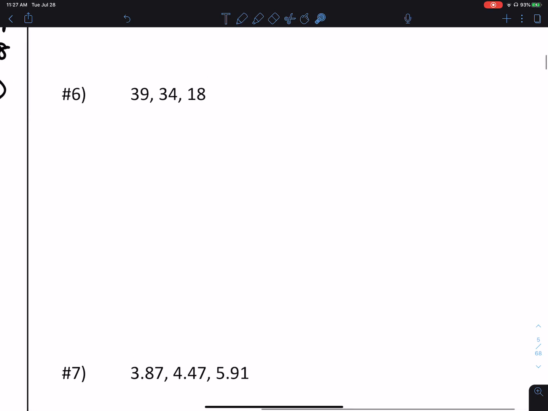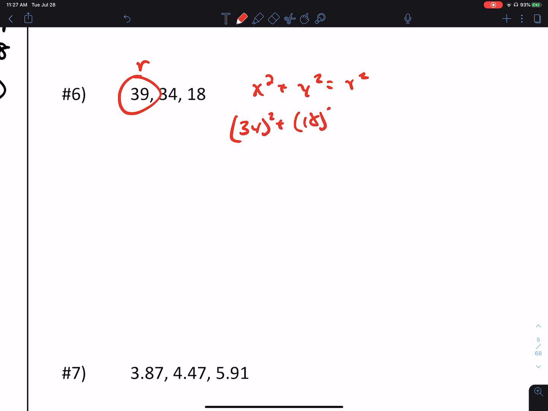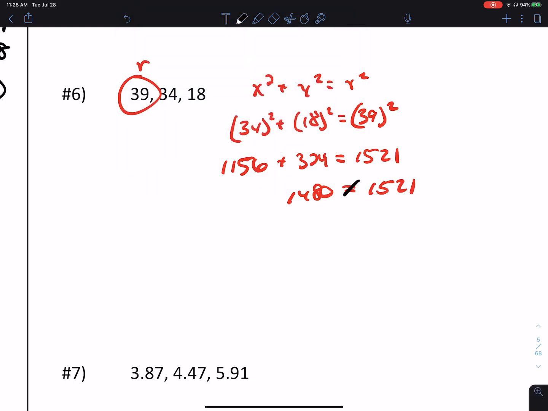Number 6, is this a Pythagorean triple? This one here is going to be r. So we got x squared plus y squared is r squared. Let's say x is the 34 and y is the 18. You can use either one for x or y. Now I'm choosing to use a calculator because I don't want to write down the multiplication longhand and I don't know any of these squares. 34 squared is 1,156. 18 squared is 324. And 39 squared is 1521. That's 1480. Does that equal 1521? It does not. So these are not equal. Not a right triangle.